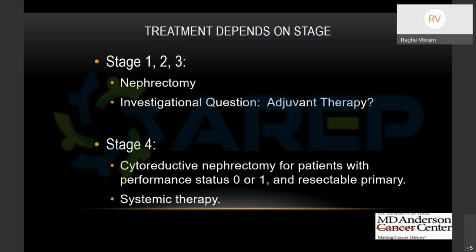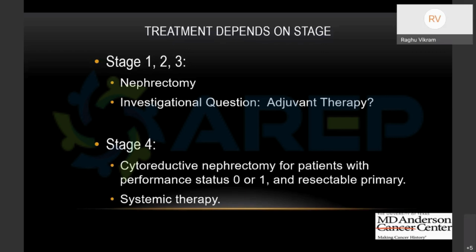When it is stage 4, that is where things become interesting. Renal cell carcinoma still sometimes, even if it is metastatic, gets cytoreductive nephrectomy, particularly if their performance status is very good. If they are quite healthy and independent, they might still go for resection of the primary.